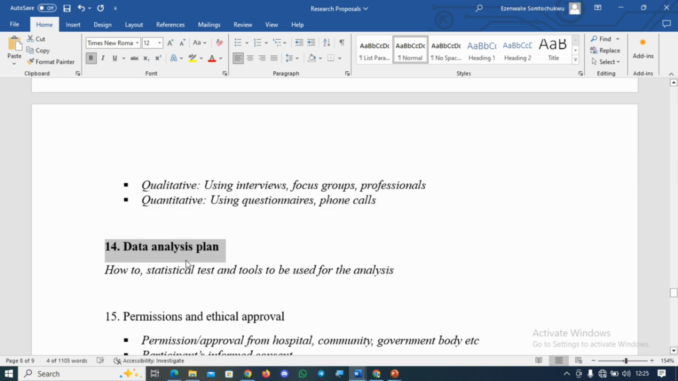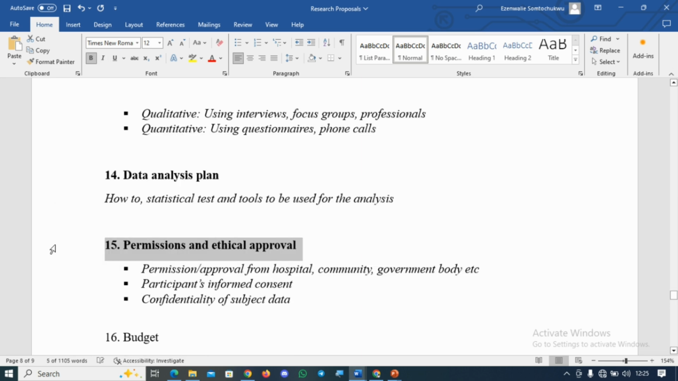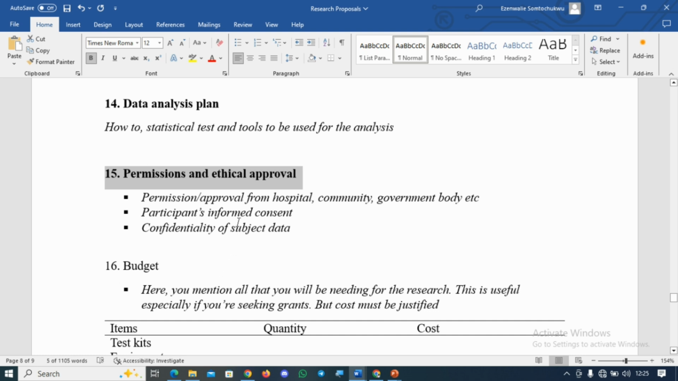Then you have to discuss also the data analysis plan. How will you analyze your data? These are things that should be very specific. Now the reason for all this is so that when someone picks your proposal, even if they are not experts in the field and know expressly what you're working on, they can follow it. The permissions: maybe you have to write the hospital, the community or the government body, just to get approval before you can begin to work on human subjects, either using a questionnaire or collecting the data. You have to get approval.